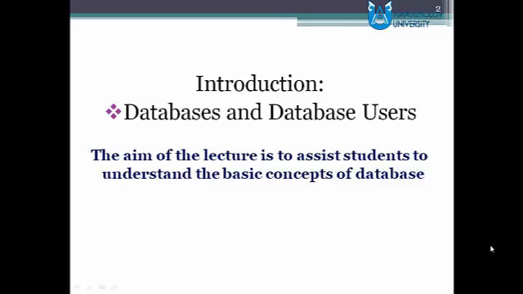Databases play a critical role in almost all areas where computers are used, including business, electronic commerce, engineering, medicine, law, education, and etc. The aim of the lecture is to assist students to understand the basic concepts of database.